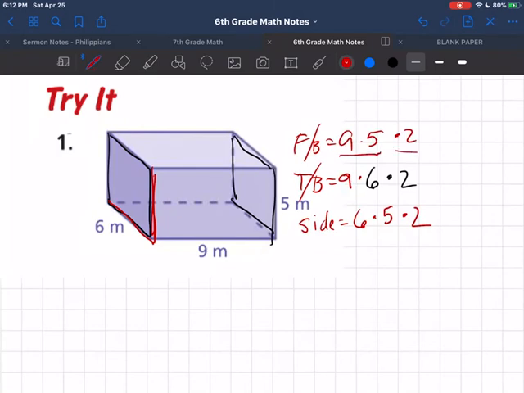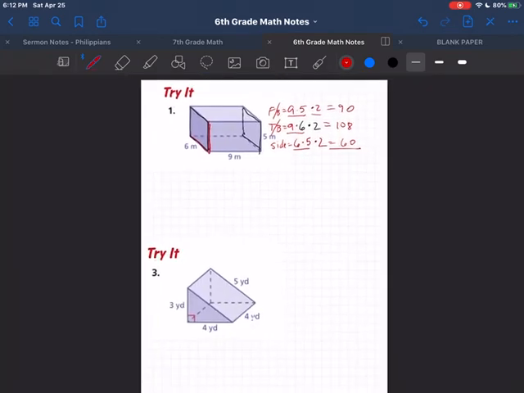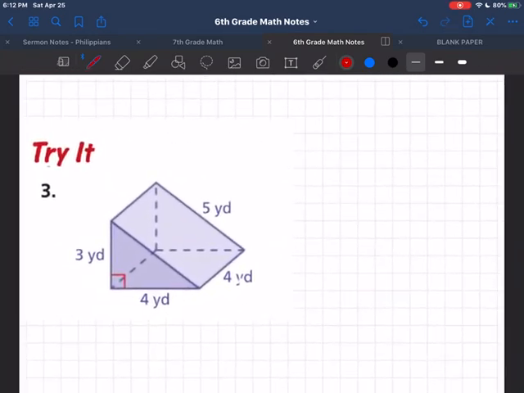So 9 times 5 is 45, times 2 is 90. 9 times 6 is 54. 54 times 2 is 108. 6 times 5 is 30, times 2 is 60, and then we add these all up. Okay, I'm done, because I want to look at this one too.